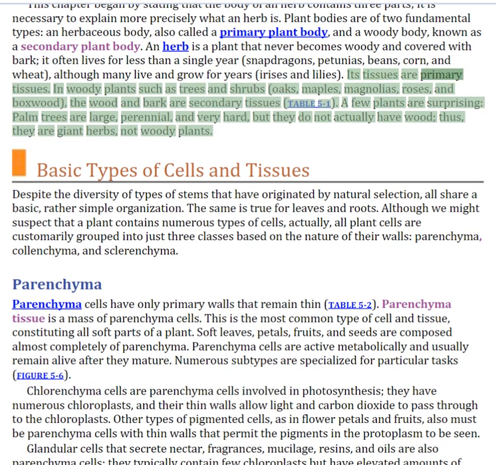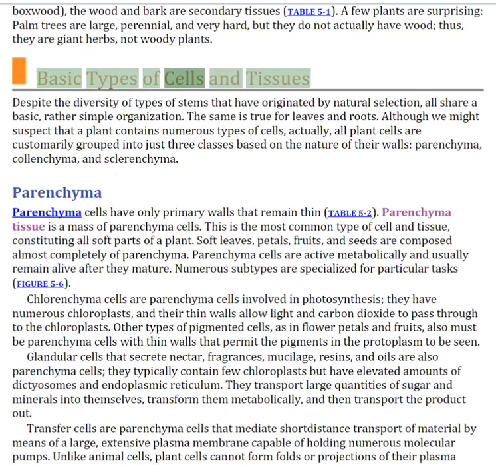Its tissues are primary tissues. In woody plants such as trees and shrubs, the wood and bark are secondary tissues. A few plants are surprising. Palm trees are large, perennial, and very hard, but they do not actually have wood, thus, they are giant herbs, not woody plants.